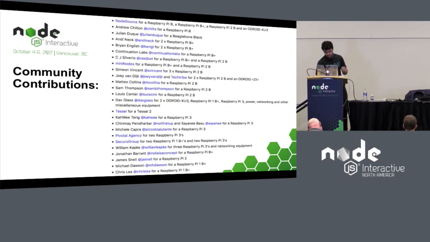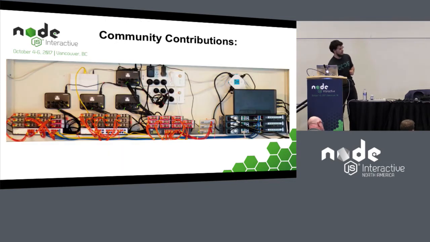And also, we have a bunch of Raspberry Pis that are donated by individual community members. So it's kind of nice to know that if you are willing to cough up for a Raspberry Pi, you too could have one of these, which are kept in Rod's basement. And they're all individually named, so we know who donated what.